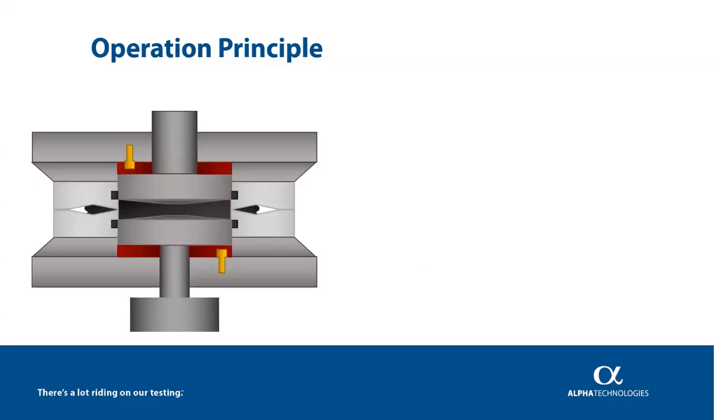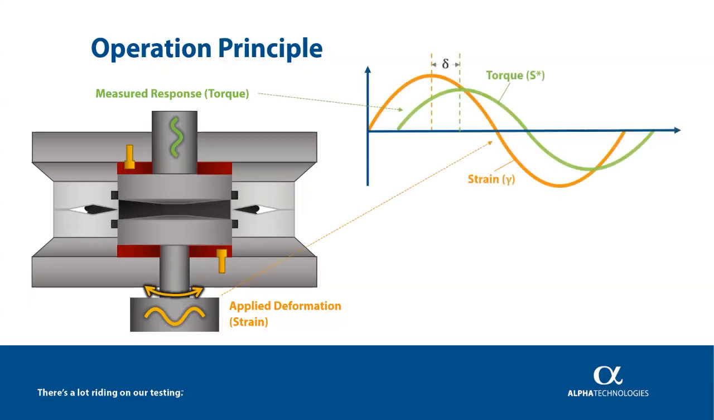After the platens close, the test begins by applying a sinusoidal deformation, which we call strain. You can think of it like gently pushing and pulling a spring back and forth. In response, the material resists this motion, generating a measurable reaction called torque, similar to the spring pushing back against you. On the right-hand side, you can see something called a phase shift, labeled as delta, between the applied strain and the resulting torque. This is kind of like the lag you feel when you push something really heavy. It doesn't move exactly in sync with your effort.